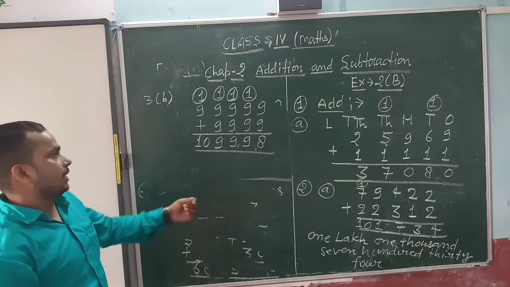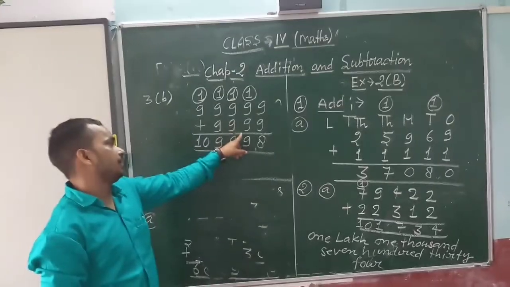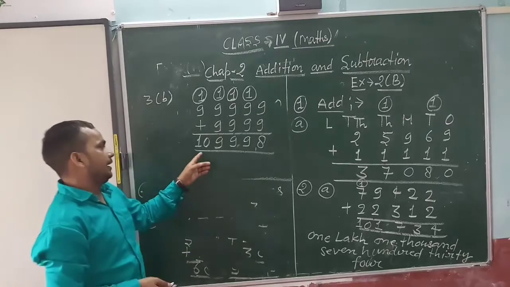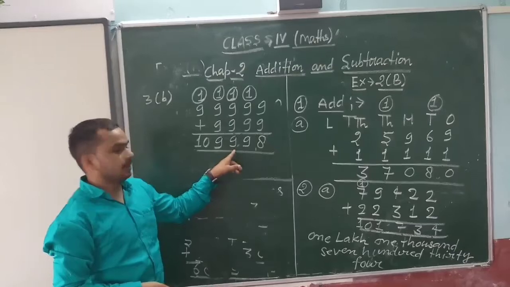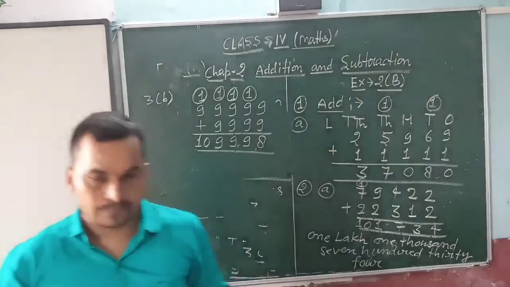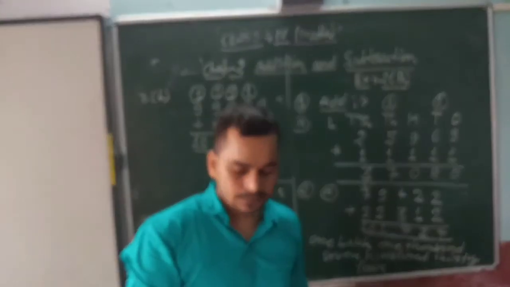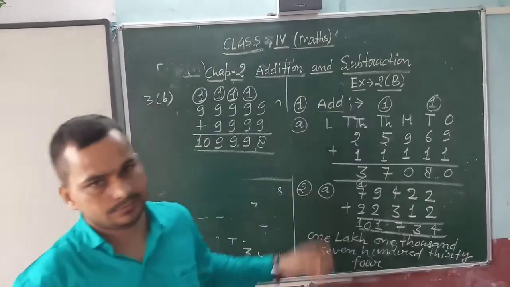So we have the greatest 5-digit number and the greatest 4-digit number, and we get 1,09,998 as the sum of the given numbers. So students, we have to solve the exercise the same way as these questions.